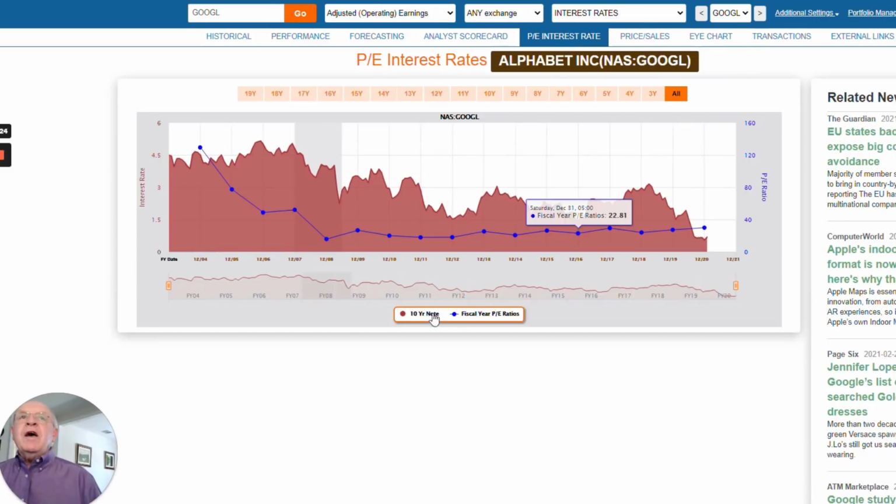In other words, here you have a situation where interest rates fell dramatically. You can see the 10-year Treasury bond interest rate fell from the 5 and 6% range down to less than 1% by the end of January of this year. And yet you saw the PE ratios shrinking along with that. So this idea that there's an inverse relationship between interest rates and stock values doesn't hold water, at least in the case of Alphabet.